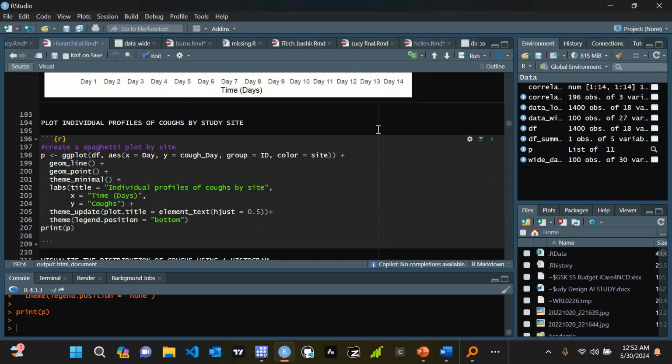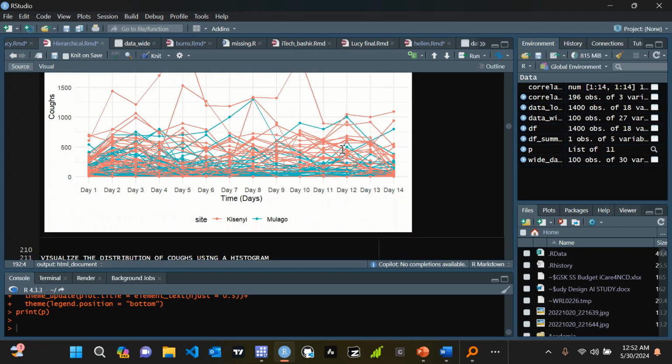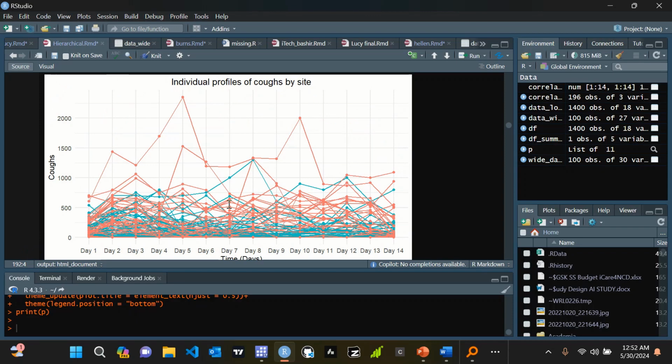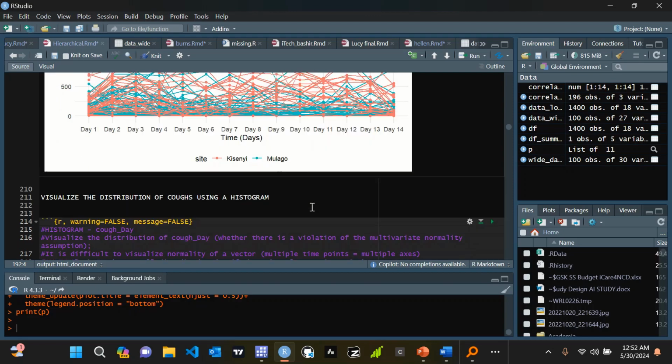We can also look at the individual profiles per study site, where this color, is it red, is it gray, is Kisenyi, and the other one is Mulago. You see that these people of Kisenyi had high cough frequencies compared to those of Mulago.